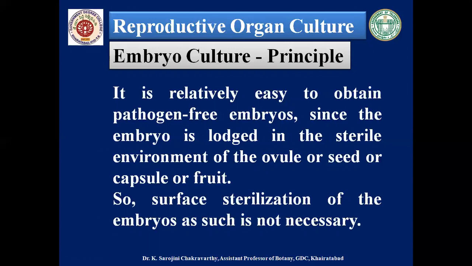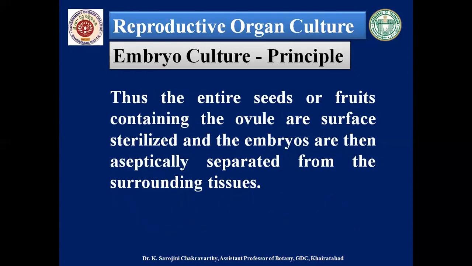capsule or a fruit. So when you dissect or remove this embryo, there is no need of doing any surface sterilization of the embryo, as it was surrounded and in an intact position. Thus, the entire seeds or fruits containing the ovule have to be surface sterilized, and the embryos are then removed aseptically from the surrounding tissues.